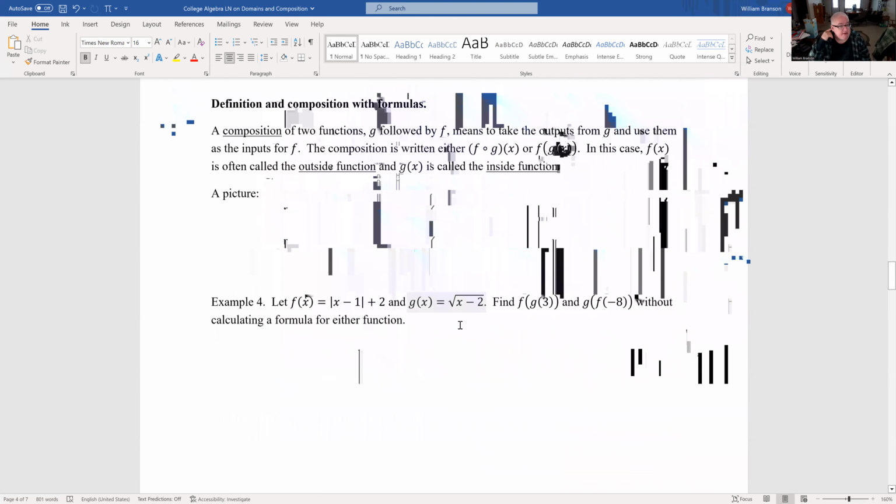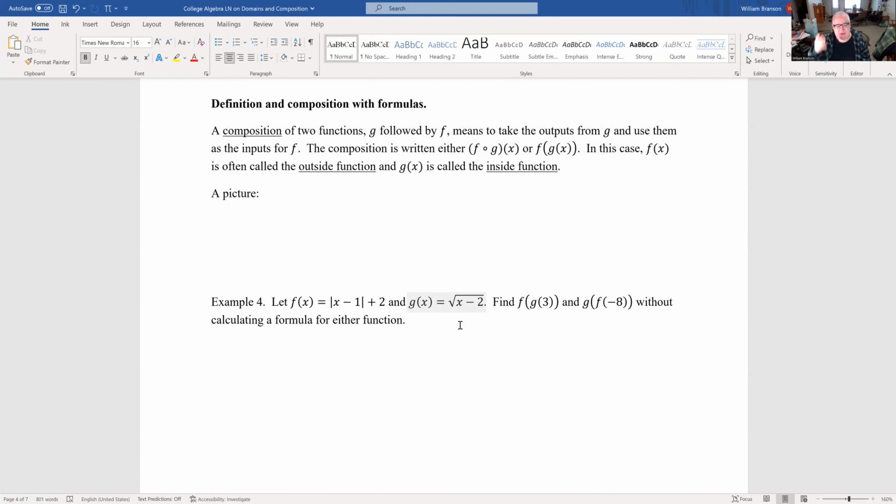So composition of two functions, g followed by f, means to take the outputs from g and use them as inputs for f, and the composition is written either like this, f composed with g, so the circle is read as composed with, or f of g of x. F of x is also called the outside function because it's outside, and g of x is called the inside function because it's inside.